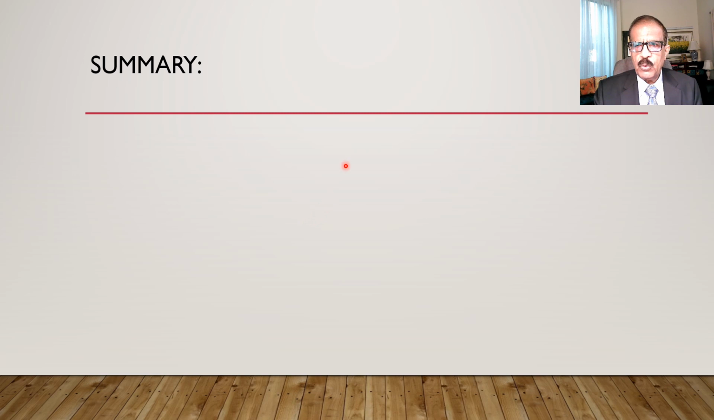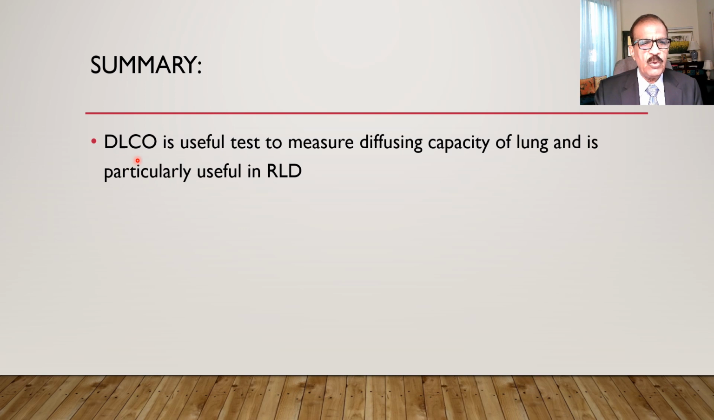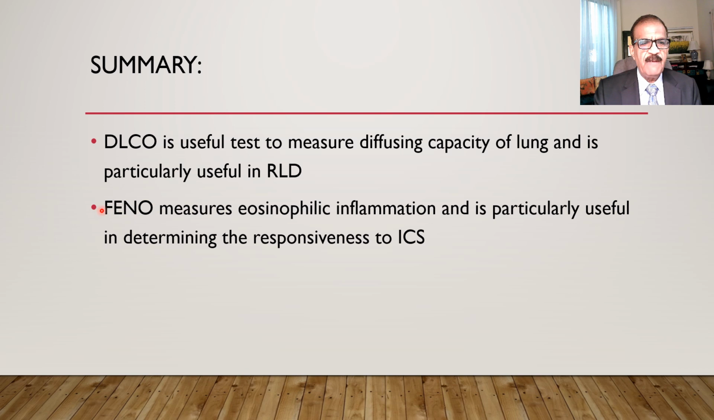So that brings me to the summary of this slide, this short presentation. First of all, DLCO is a useful test and it measures the diffusing capacity of the lung and is particularly useful in restrictive lung diseases. It will give you the exact value for diagnosis and prognosis, and I told you it has got great value when we are planning a resection of the lungs, to see if the patient can tolerate that procedure or not. FeNO measures eosinophilic inflammation and is particularly useful in determining the responsiveness to inhaled corticosteroid.